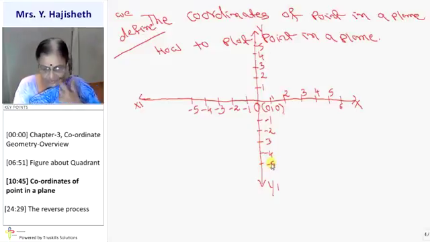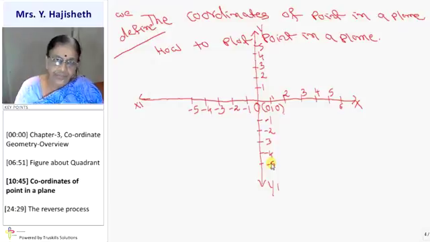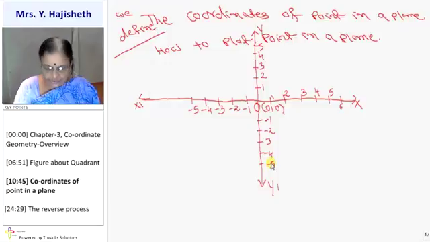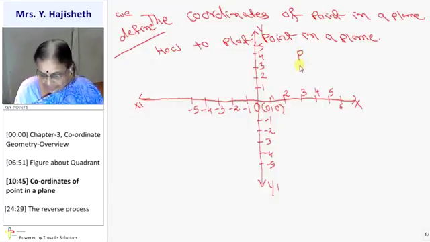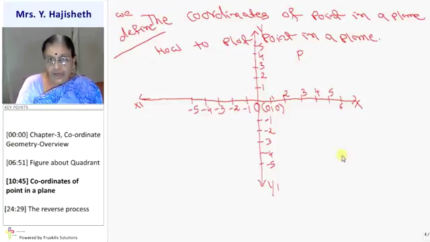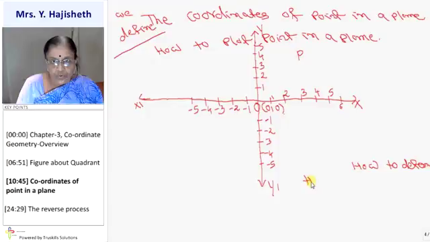So you see in first quadrant both x and y are positive. Second quadrant, x negative, y positive. Third quadrant, x and y both negative. In fourth quadrant, x positive, y negative. Suppose P is any point in a plane. How to determine its coordinates? How to determine the coordinates of point P?